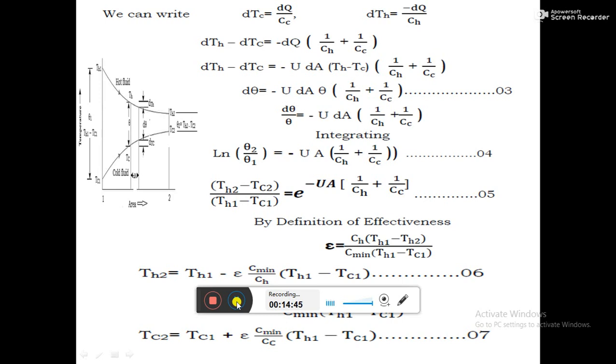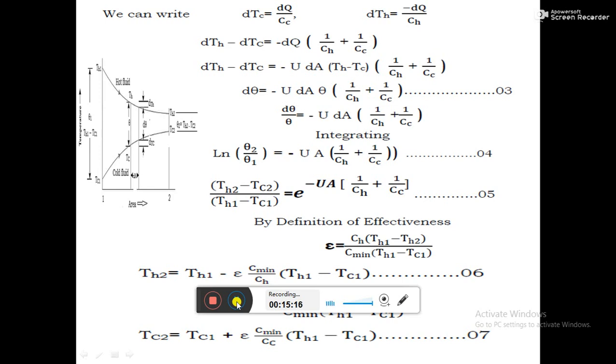Now from the definition of effectiveness for the hot fluid, we have effectiveness equals CH by C minimum into (TH1 minus TH2) divided by (TH1 minus TC1). Rearranging this equation, we get TH2 equals TH1 minus effectiveness into C minimum by CH into (TH1 minus TC1). Call this equation number 6.